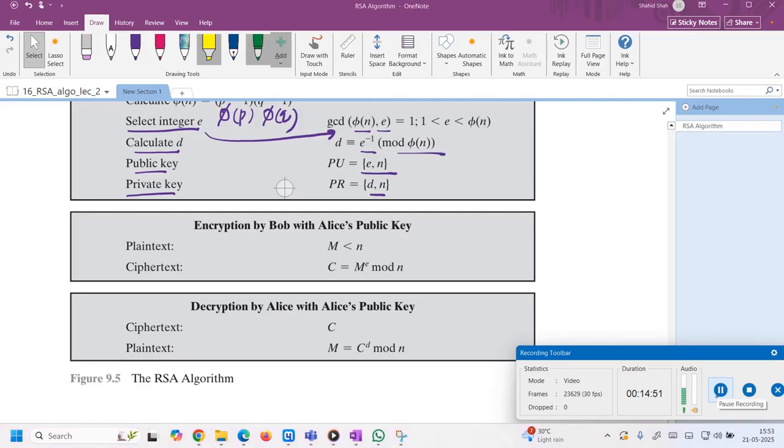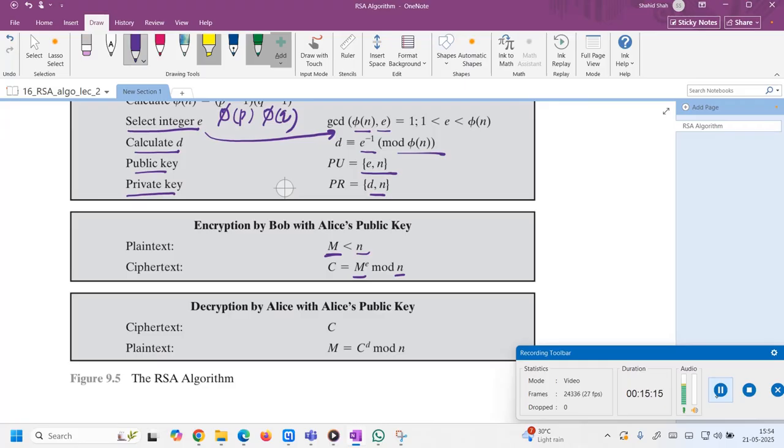How to encrypt? Suppose your plain text is divided into blocks and each block is represented, of course in binary form, then finally converted into integers. Let m be that integer, less than n. Then you have chosen E, you have chosen n, you can compute m to the power E and take the modulo with n, that is your C, the ciphertext.